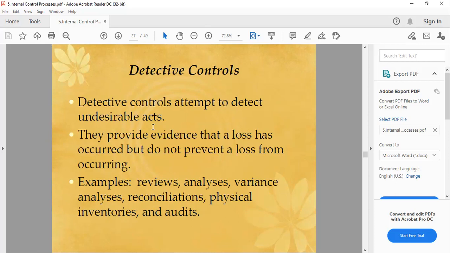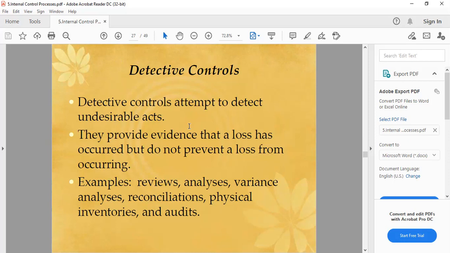They provide evidence that the loss has occurred but do not prevent it. Examples would be the reviews, analysis, the variance, so the difference between the actual and the budgeted or standard, reconciliations, physical inventories or count, and audits. They would provide evidence again that certain losses coming from the risk are there, but they do not prevent them.